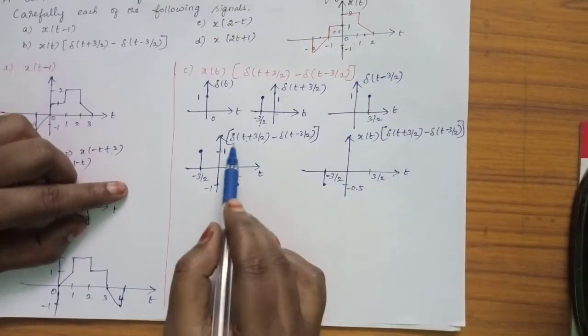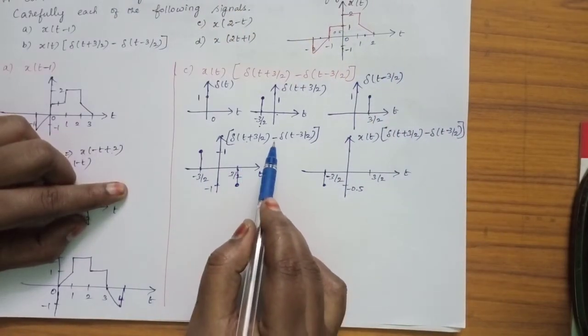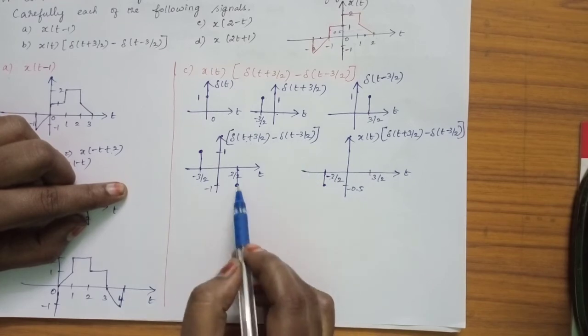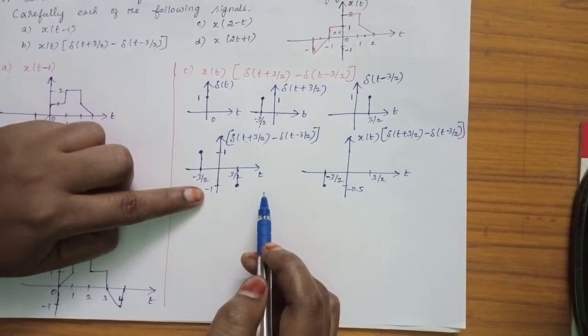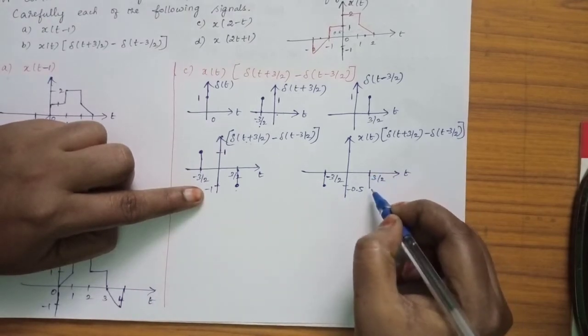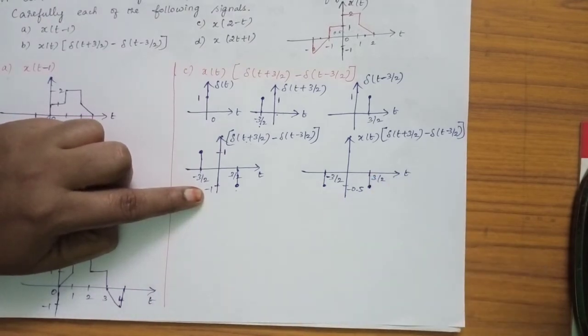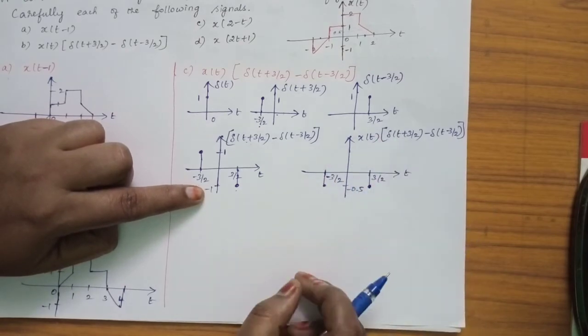In del of t plus 3 by 2 minus del of t minus 3 by 2, its amplitude value is minus 1. Okay, so plus 0.5 into minus 1 is minus 0.5. So it's minus 0.5. So this is the resultant signal.